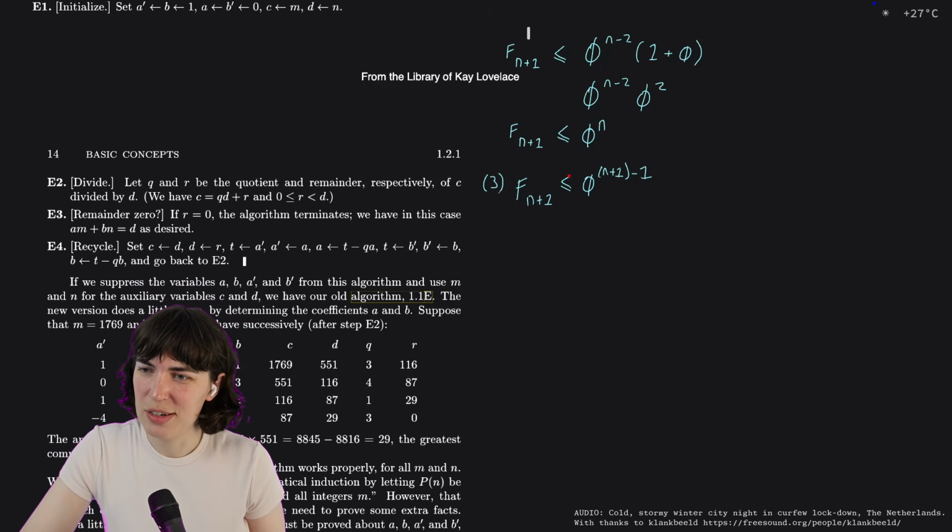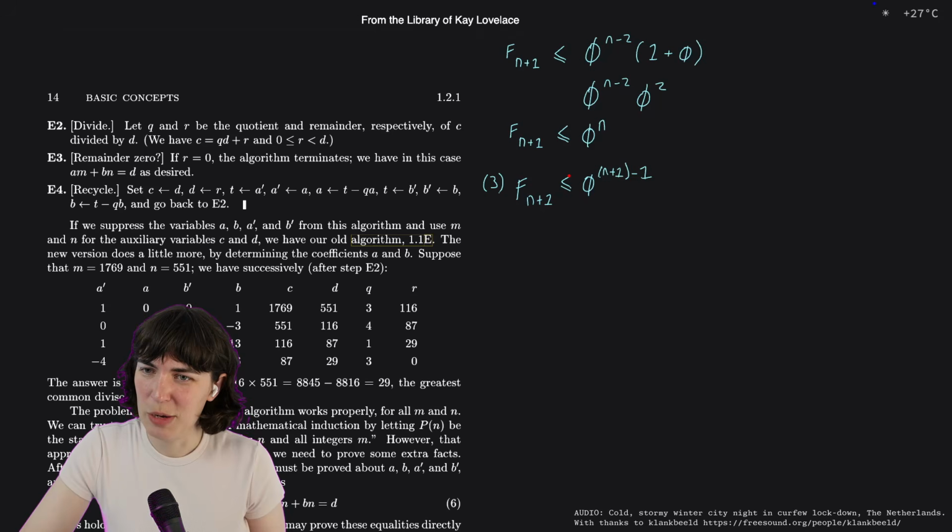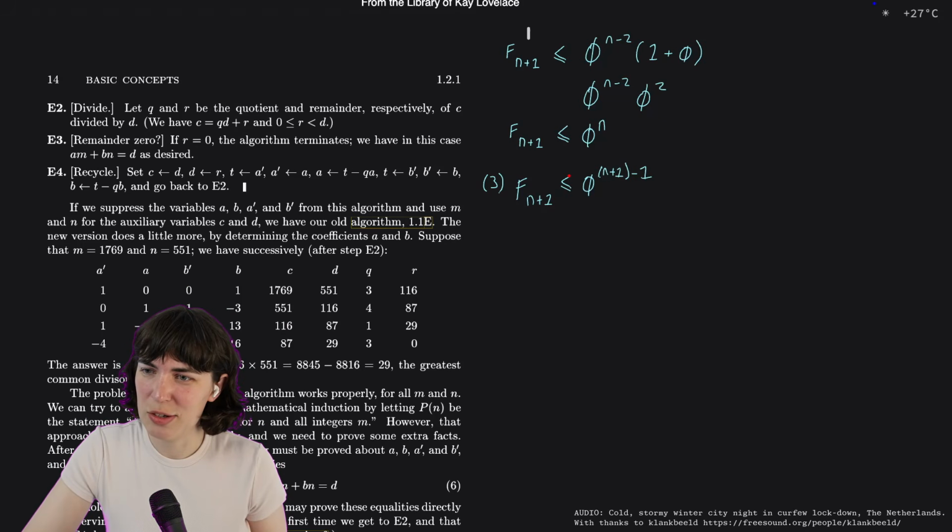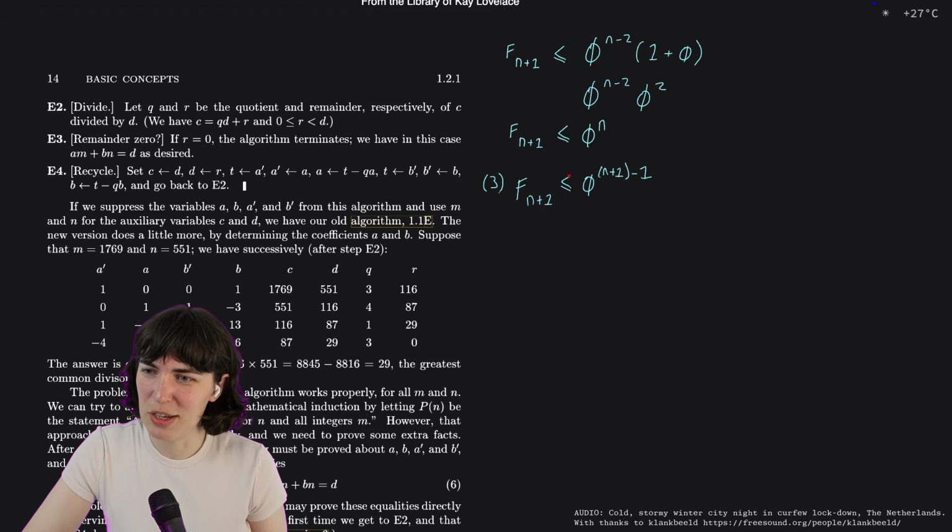Set a tick, b to 1, a and b tick to 0, and c to m and d to n. We divide. Let q and r be the quotient and the remainder respectively of c divided by d. Remainder 0. If r equals 0, the algorithm terminates. We have in this case am plus bn equals d as desired. And then we do that swapping stuff, that recycling.